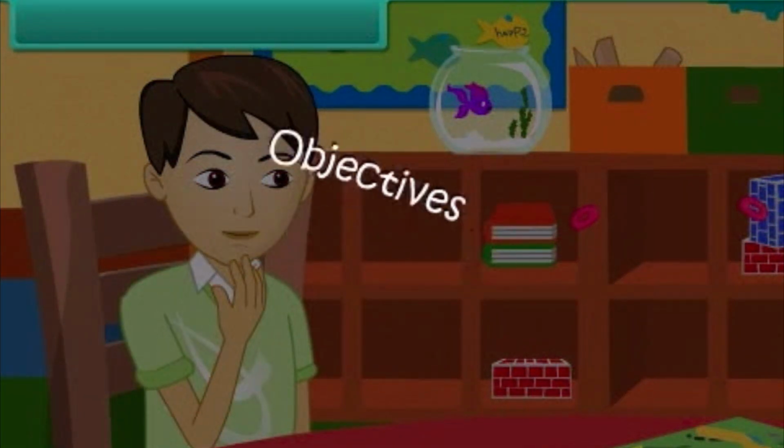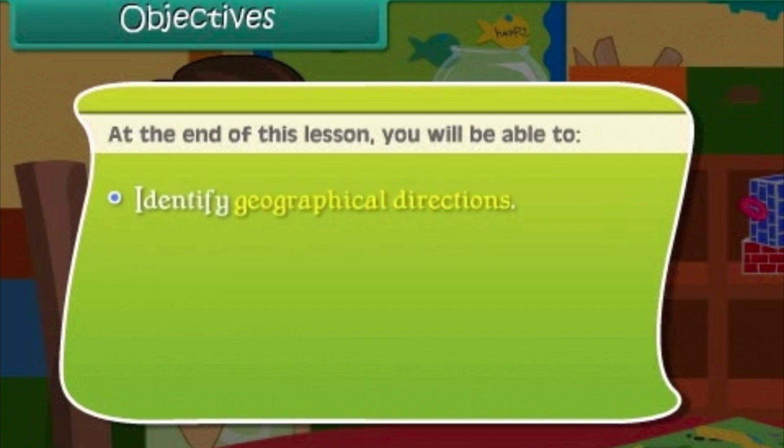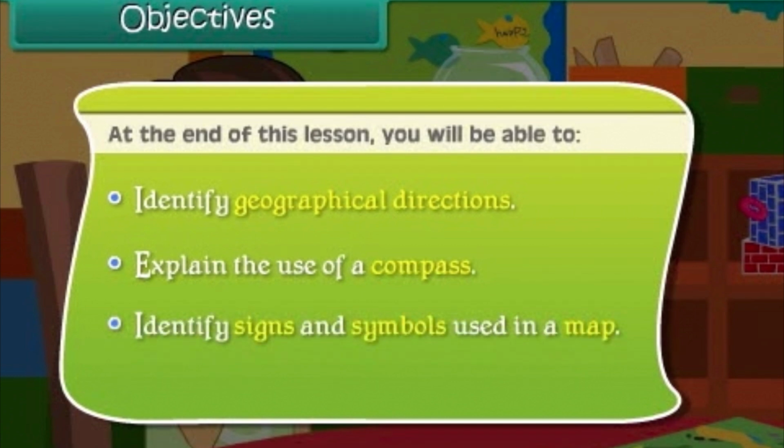Objectives. At the end of this lesson, you'll be able to identify geographical directions, explain the use of a compass, identify signs and symbols used in a map.